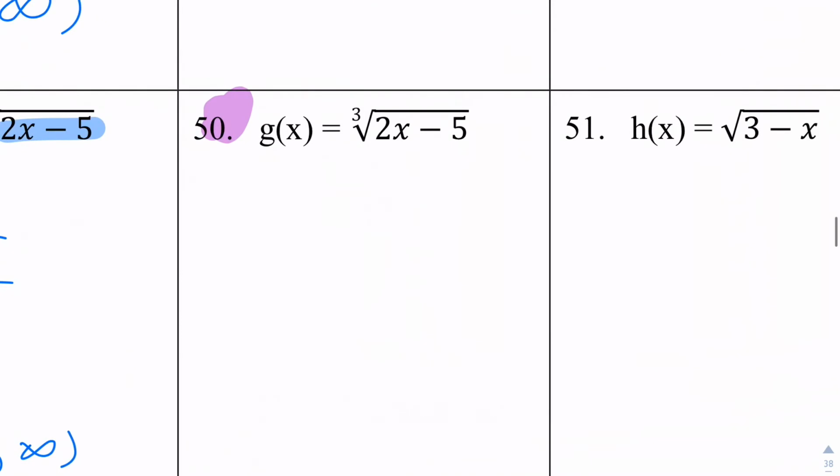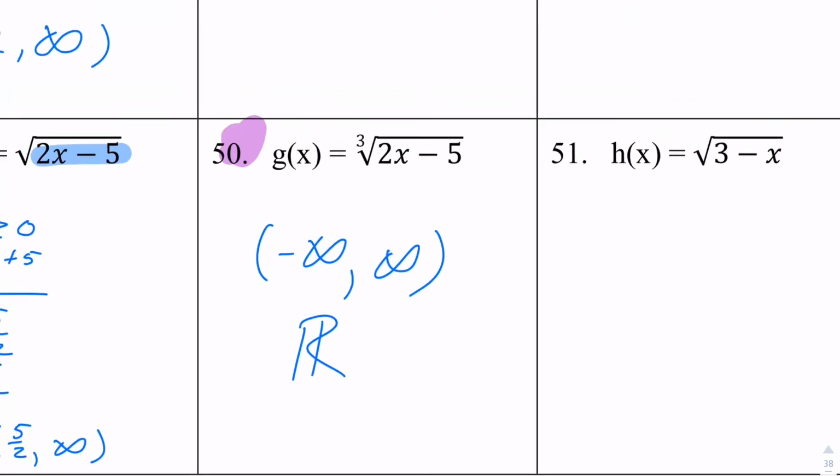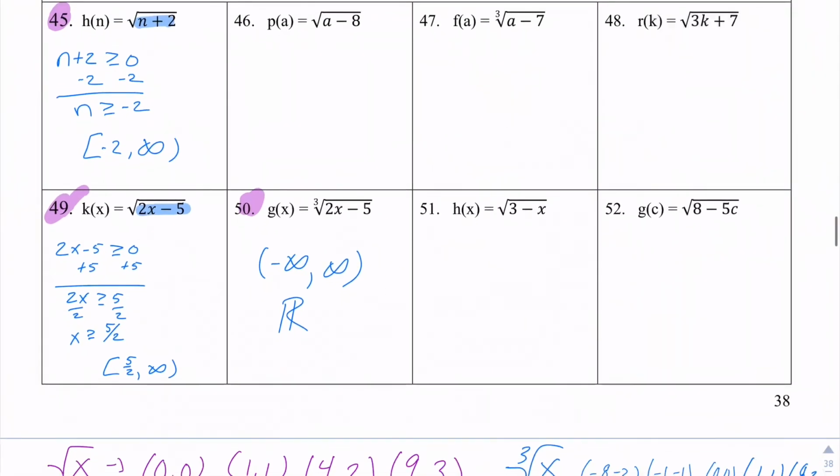Last one, we have a cube root. We can have a positive or a negative or 0 underneath a cube root, so there are no restrictions. So we could list it as negative infinity to infinity, or all reals. So there are no restrictions there.